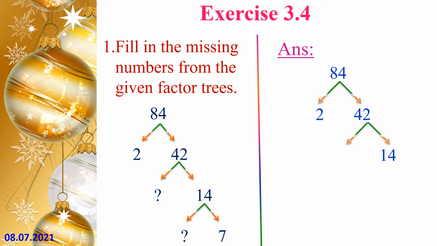The given number is 14. So let us find the missing number. 3 times 14 is 42, so the missing number is 3. Now 3 is the prime number, 14 is the composite number. So 14 can be broken into 7 and a missing number. The missing number is 2 because 2 times 7 is 14.